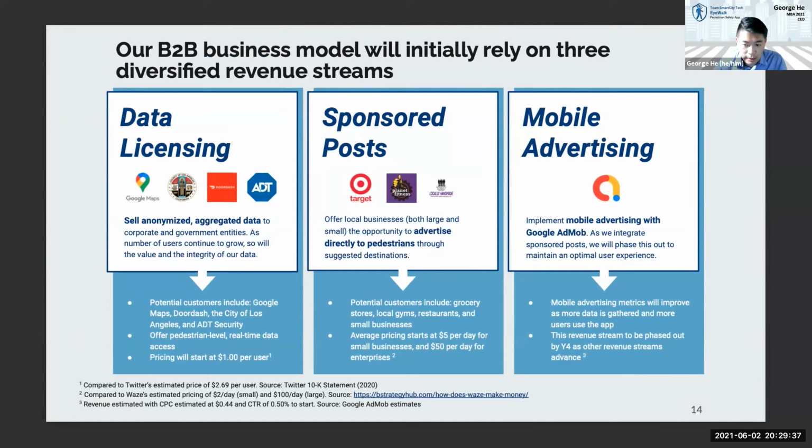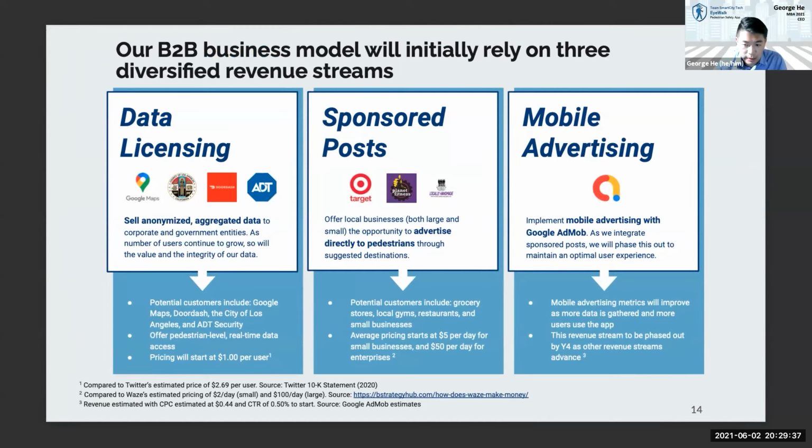In terms of data licensing, we plan to sell anonymized, aggregated data to corporate and government entities. Through our conversations with experts, we know that this kind of pedestrian-level, real-time data does not currently exist. In addition, we also know that this same data will be extremely valuable for enterprises and government customers alike. As our user base grows, so too will the value of our data, and we will soon be able to provide real-time street-level information that quickly shows pedestrian conditions, crime patterns, and even road hazards.